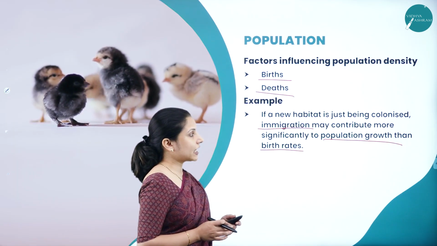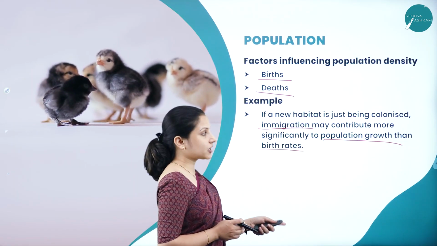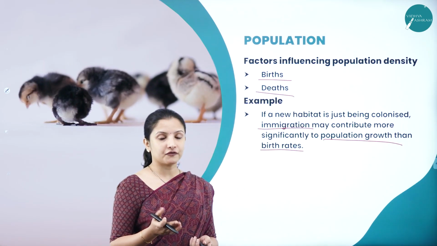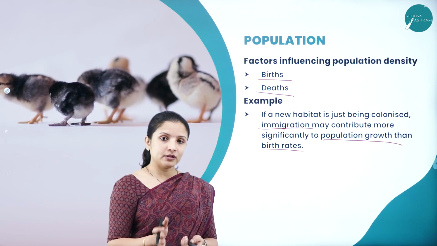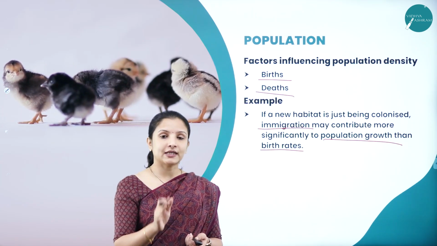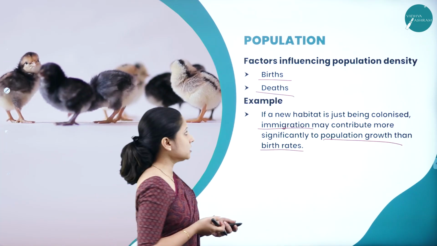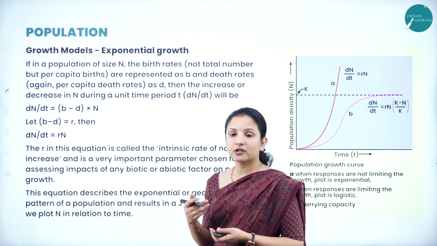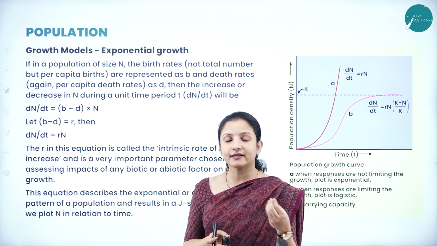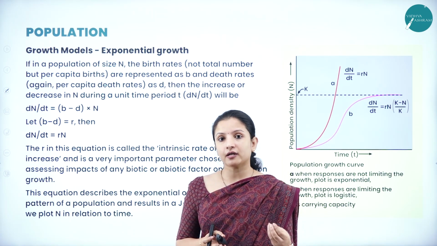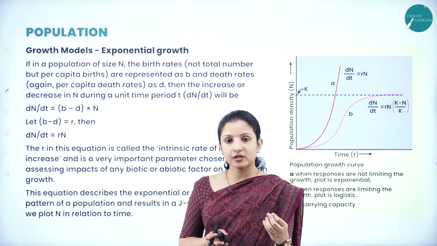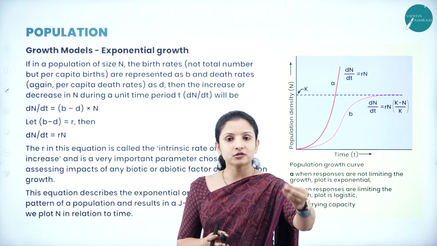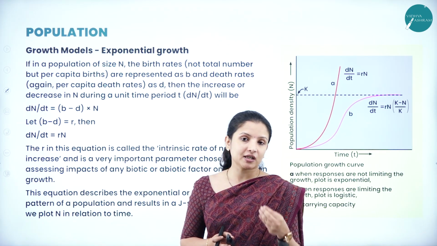Therefore, birth rate is also one of the important contributors of population along with immigration. So, if a new habitat is being colonized, immigration may contribute more significantly than the birth rate. So, both the birth rate and immigration decide the increase in the population of a country. So we shall understand how the population growth occurs because of birth rate and death rate. Likewise, even death rate, the death of individuals in the population and also the movement of individuals out of the population decreases the population of that particular country.